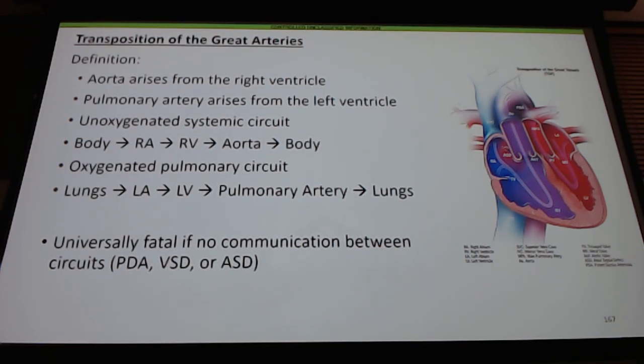Then the last cyanotic heart lesion that we talked about was transposition of the great arteries. We talked about how now the aorta is coming off of the right ventricle and the pulmonary artery is coming off of the left ventricle. And this creates two distinct circuits that do not interact with each other. And this is universally fatal if you don't catch it quick enough because you have no oxygenation occurring.